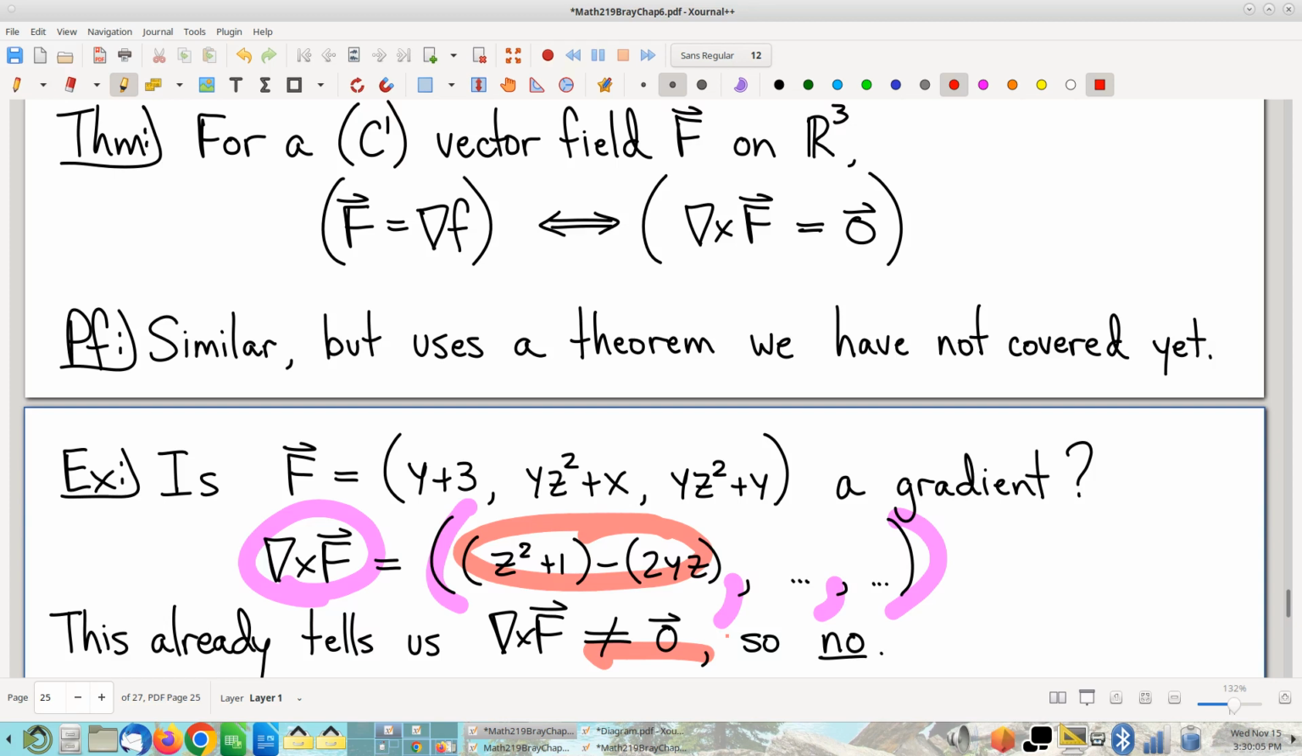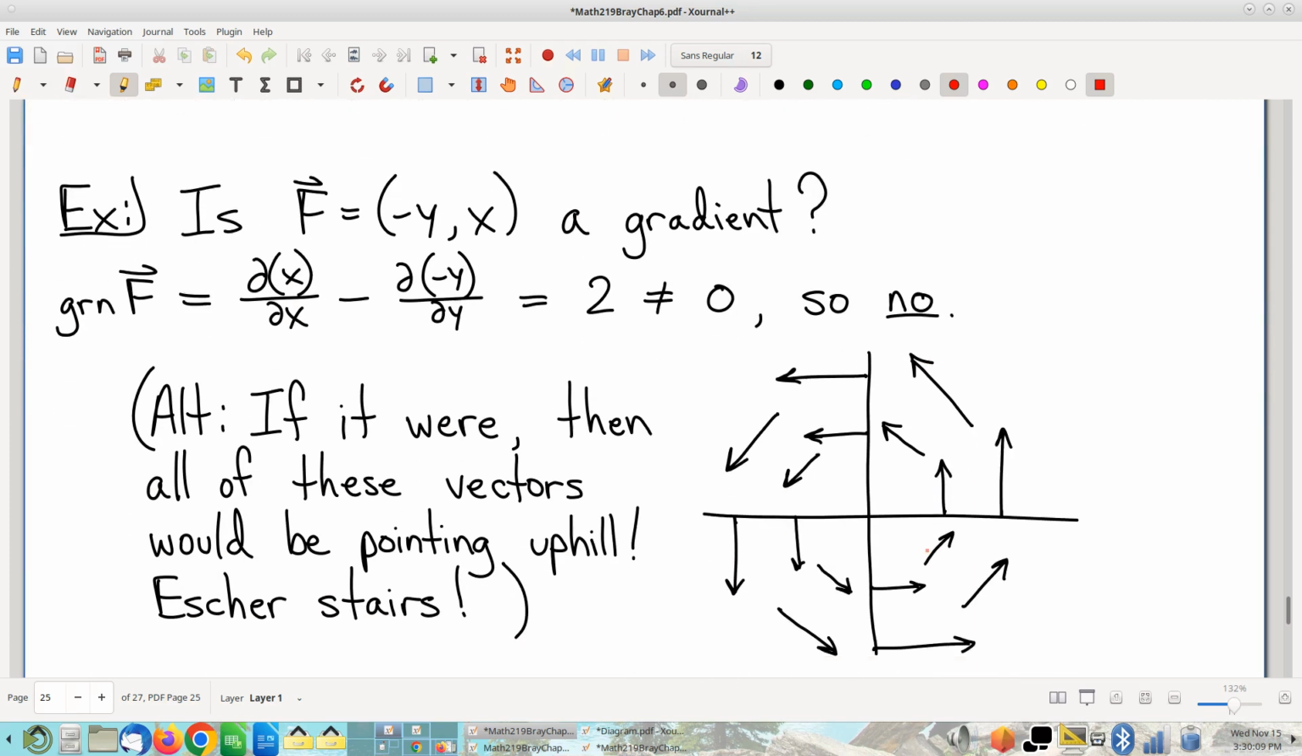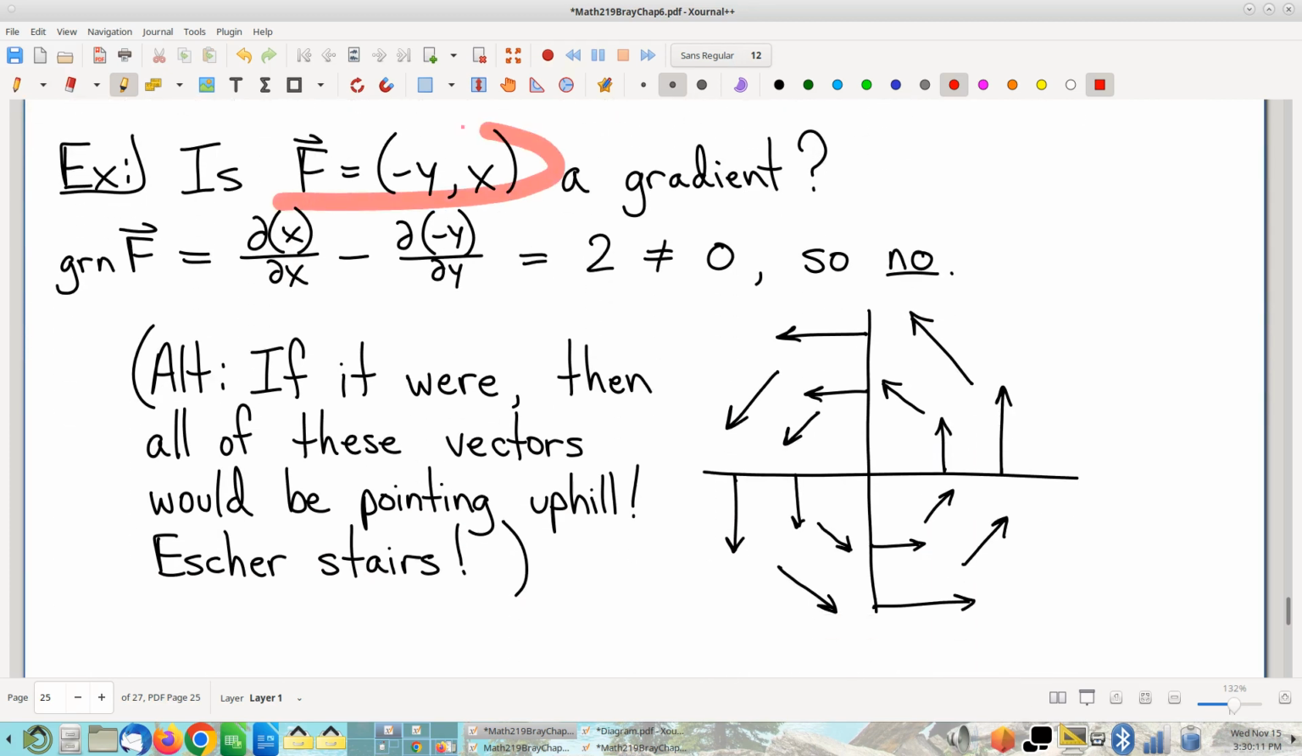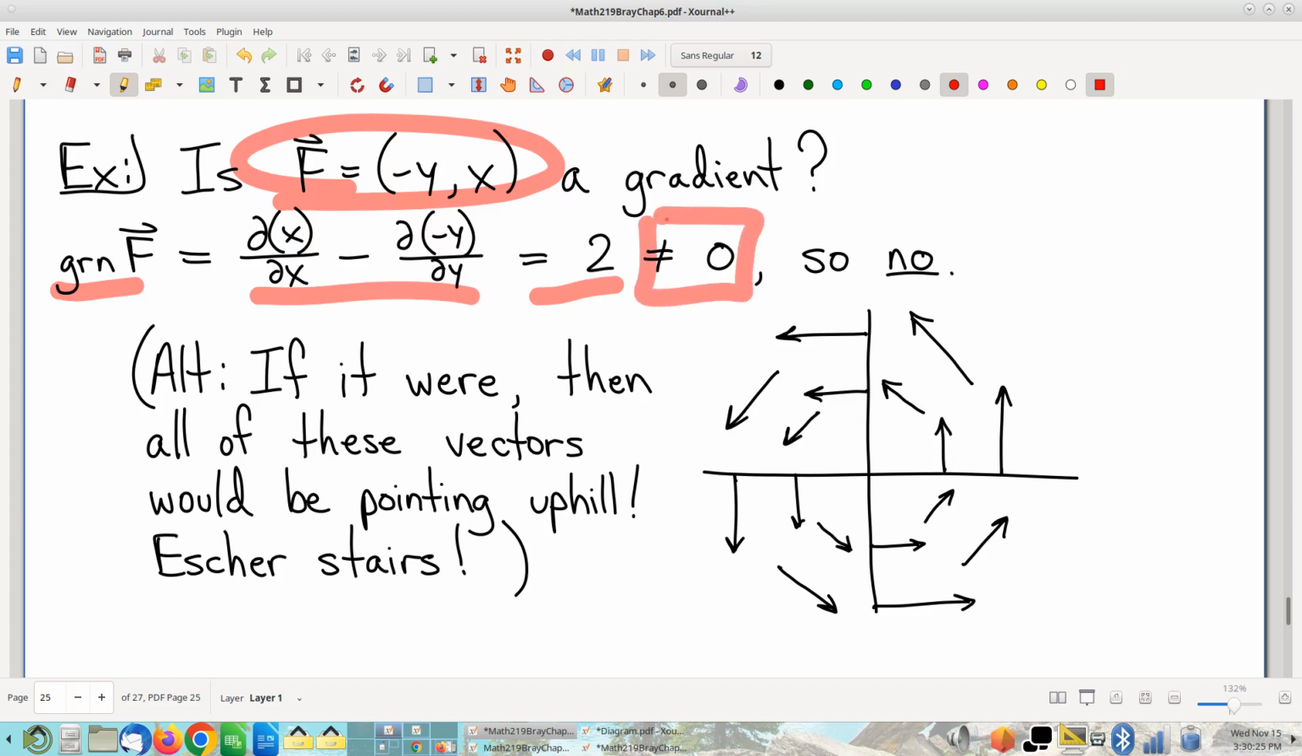Okay, let's see a two-dimensional version of this. There we go. Let's ask if this right here is a gradient. Now, again, we have a local test. This being two-dimensional, our test is Green's operator, which is this formula right here. Plug and chug, Green's operator is 2, which is not 0. It's not 0, and so therefore there is not an anti-gradient. And so again, don't try to find one. Does that make sense to everybody?